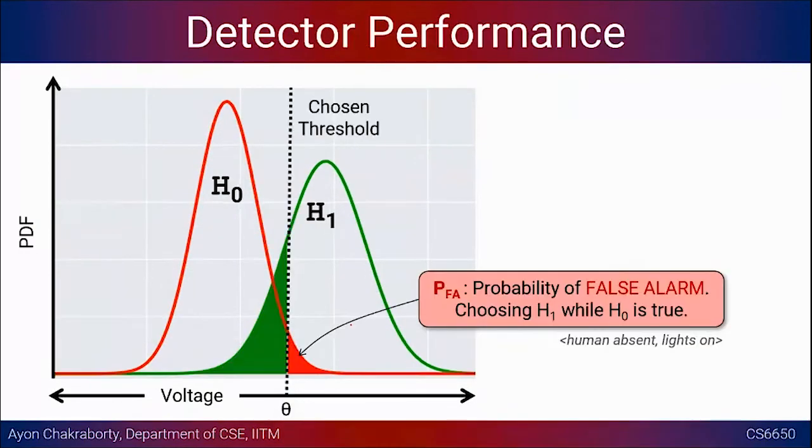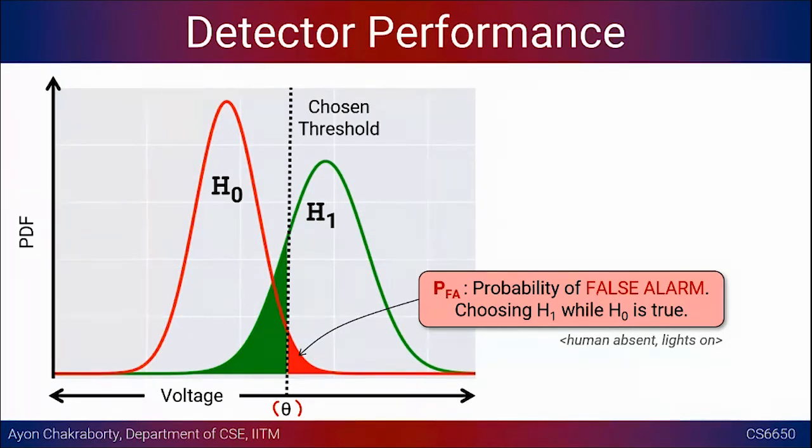Okay, so first of all, let's again come back to these two distributions. We have chosen a threshold theta, and we already know our algorithm works like this: if the value is greater than theta, we choose hypothesis H1, else we choose hypothesis H0. That is a simple code that we have written, right? And the red area, what is this? We call this the probability of false alarm.